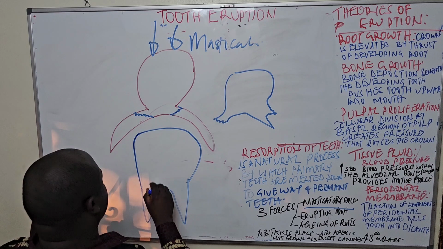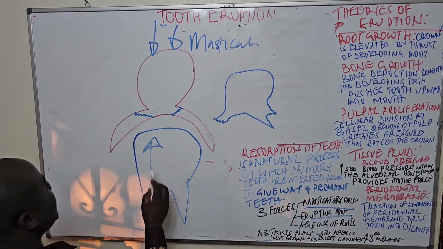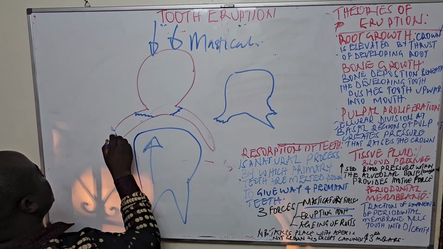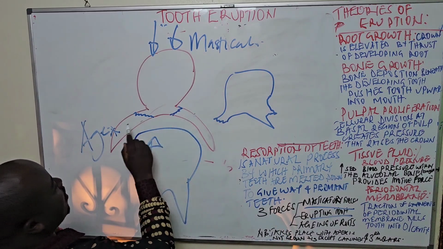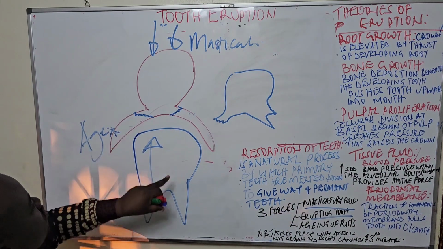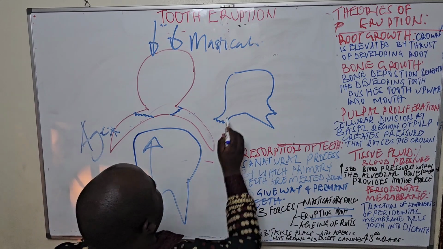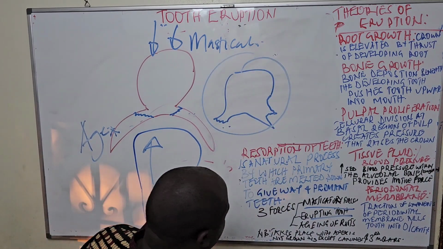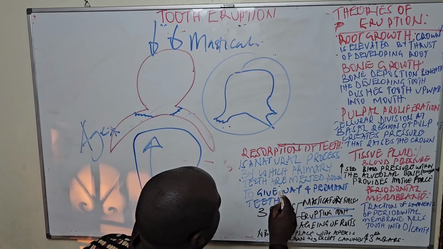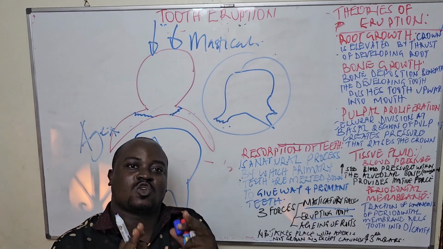Another force is the erupting tooth. Then the last one is this one, the resorption of these roots. All these combine to weaken this one, and it is melted away. This melted away tooth is what we call resorption. And this one is natural.